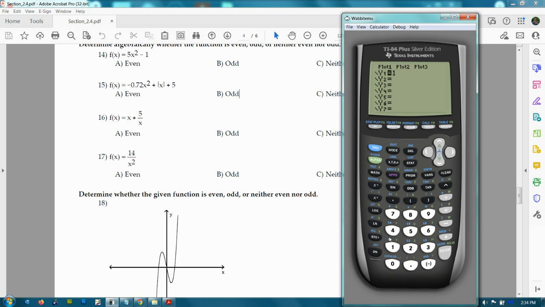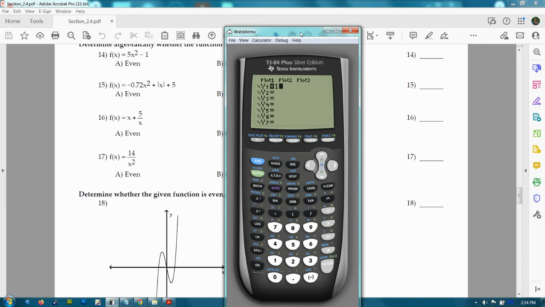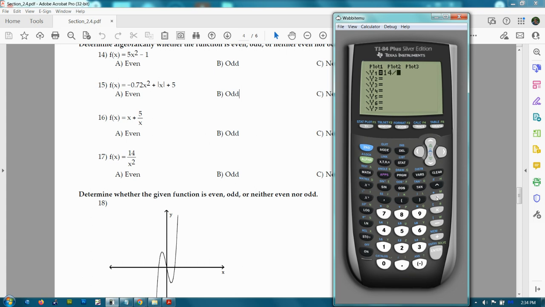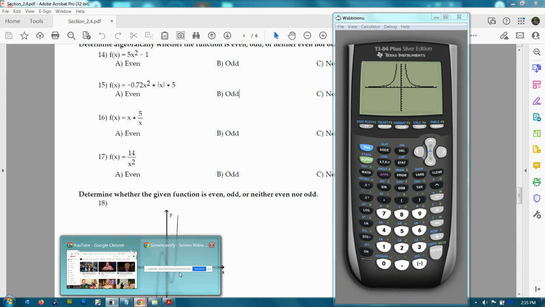Clear this off. Number 17 is 14 divided by x squared. Graphing this, once again you see what's going on here. Yeah, symmetric to the y-axis. If I were to fold this on the y-axis, these points would lie right on top of those, or vice versa. The points in the second quadrant would overlap these points here. Y-axis symmetry means you've got an even function. Number 17 is letter A. And that should be that. Hopefully that helps.